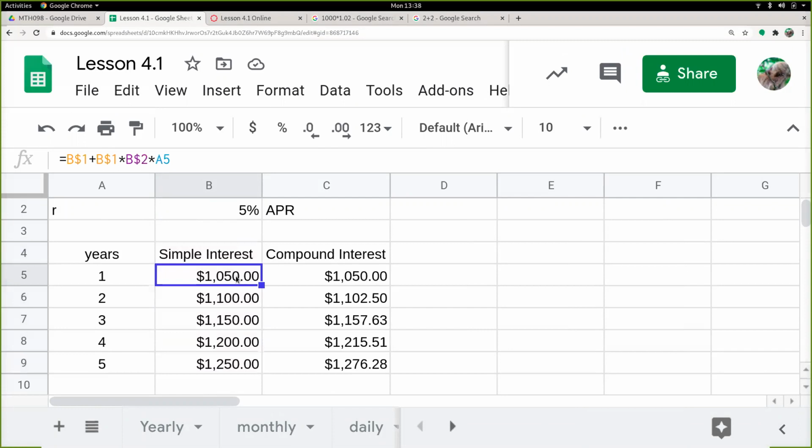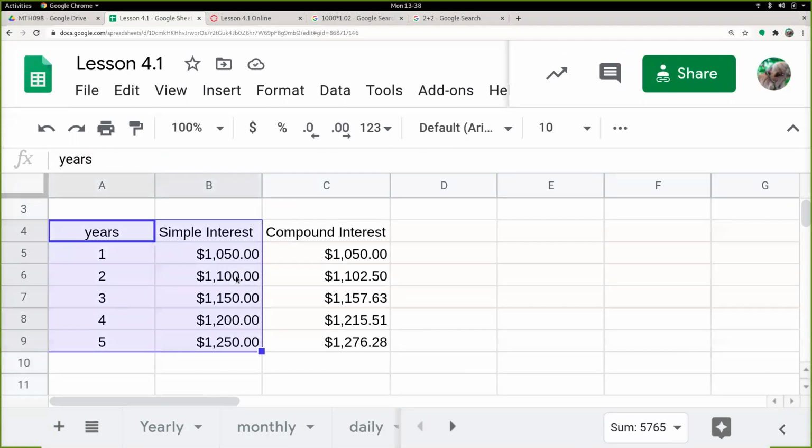So here I have 1,050, and then another 50 is 1,100, add another 50, I get 1,150, add another 50, I get 1,200. So this right here is just a simple linear increase. $50 a year, that's it. My interest doesn't collect interest, simple interest.